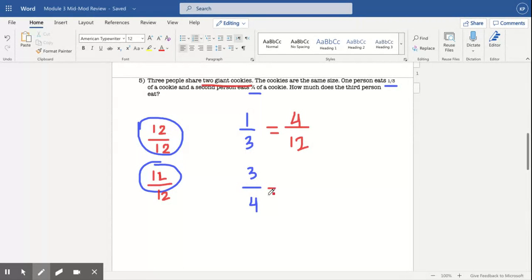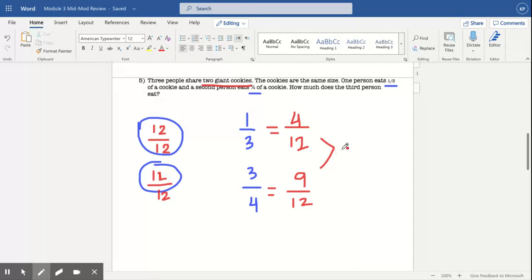On the bottom here, we are turning it into twelfths as well, but we're working with a 4. What do we multiply 4 by to turn it into 12? We multiply it by 3. So we're going to have to multiply the top by 3 as well. 3 times 3 is 9. So I know that the two people who we're aware of ate 4 twelfths and then 9 more twelfths.